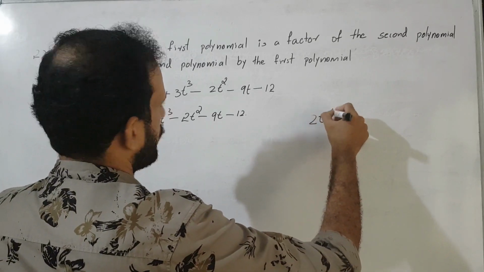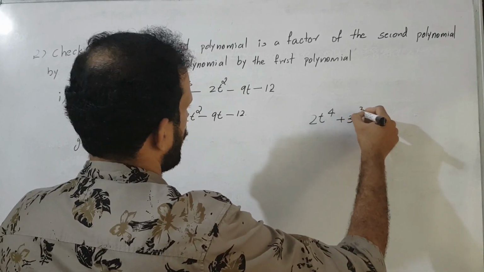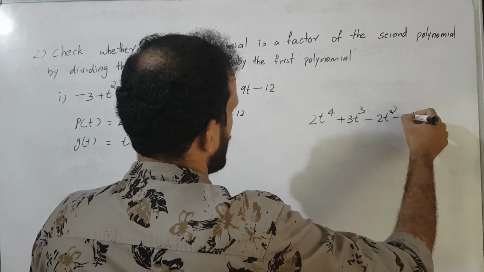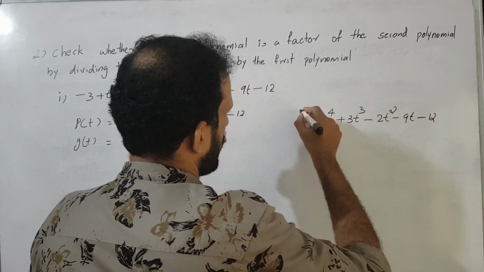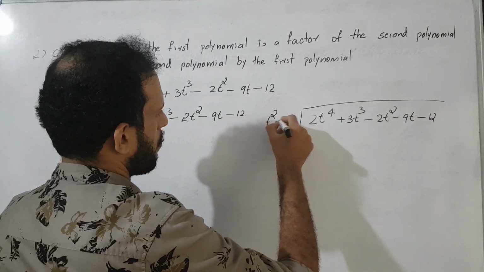2t raised to 4 plus 3t cube minus 2t square minus 9t minus 12. Okay, then divided by t square minus 3.